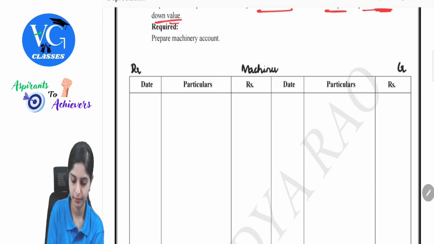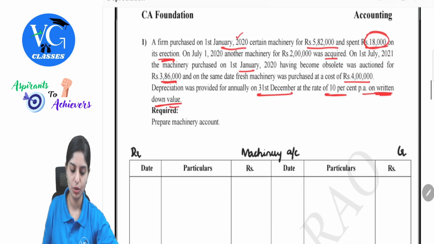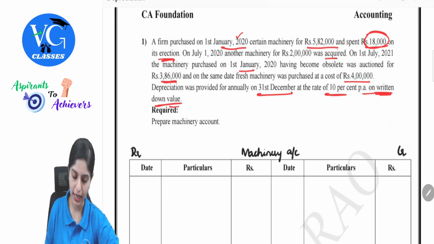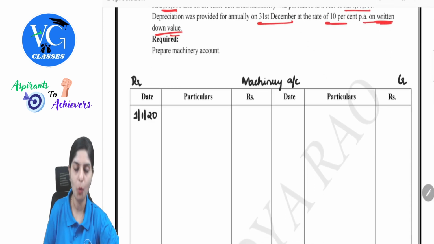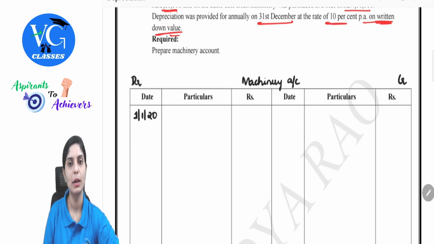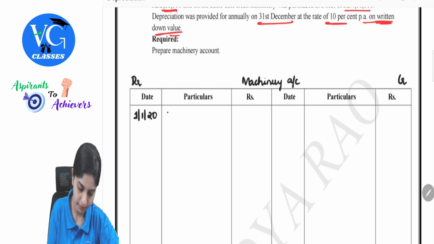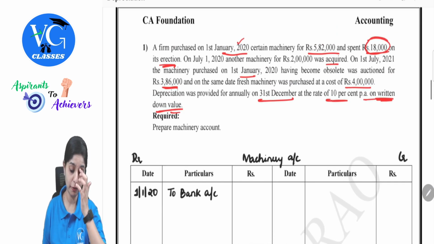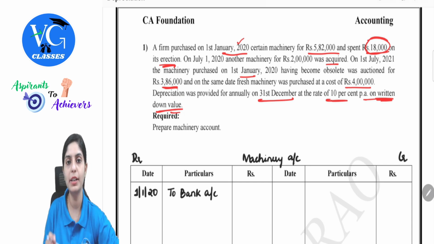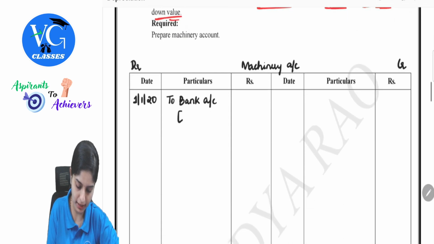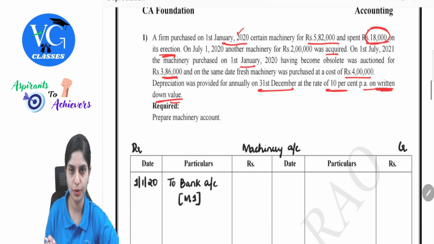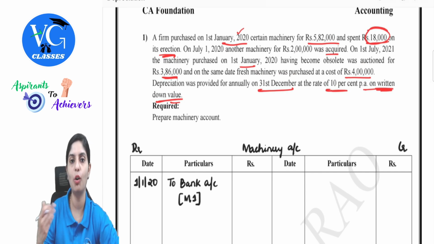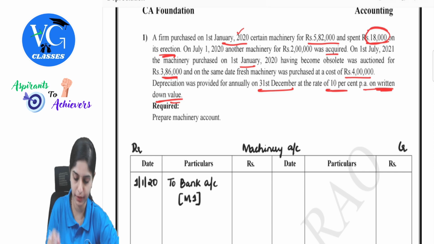Machinery account. So a firm purchased on 1st Jan 2020. On 1st Jan 20, what will be the entry when I purchase the asset? Machinery account debit to bank account. Since there were different set of machines used, it is always better to name the machine. So here I will name it as machinery 1. 5,82,000 was cost of the asset. 18,000 is additionally spent on erection, which becomes part of cost of the asset.